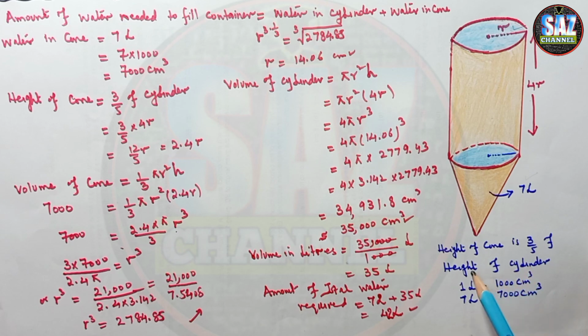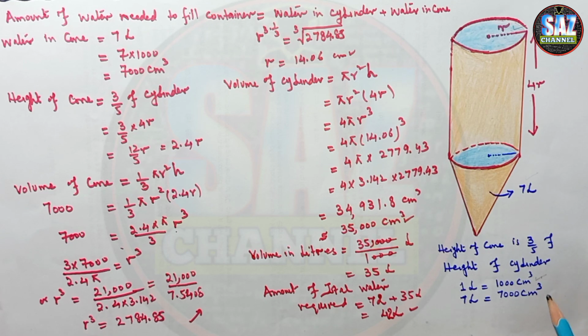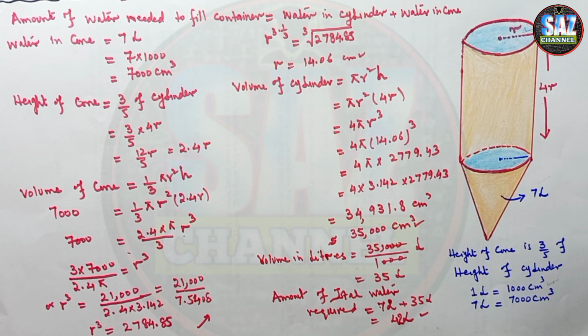Here it's important to understand how we are making use of the relationship that the height of the cone is 3/5 of the height of the cylinder, and then we should know the relationship between the volume in liters, meters and centimeter cube. Then the question will be really easy for you. Please watch and understand this lesson properly.